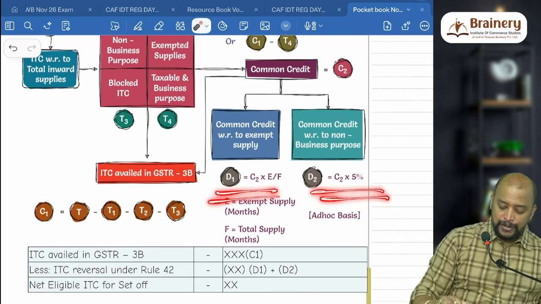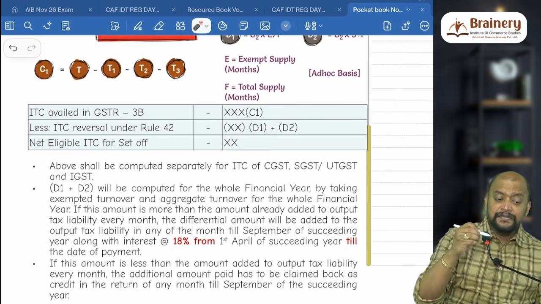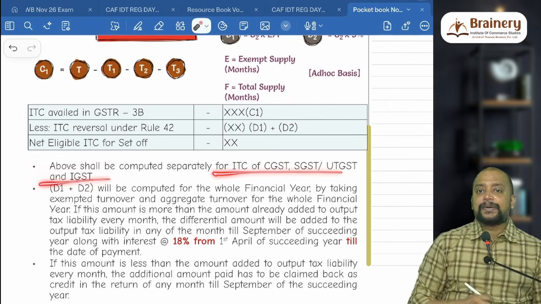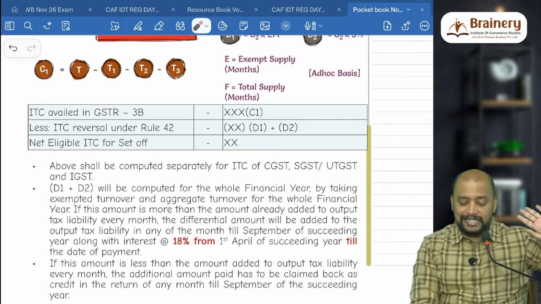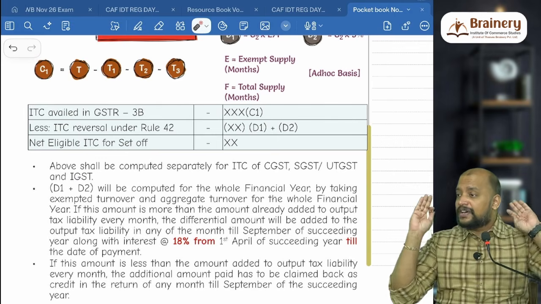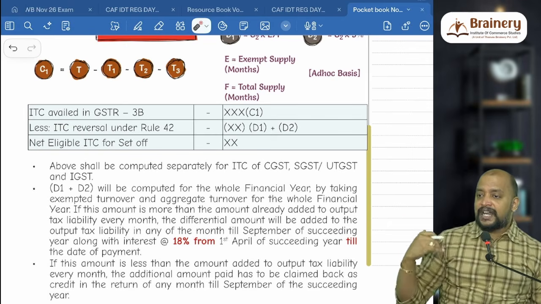D1 and D2, that is known as net eligible ITC for set off. And we need to do this computation separately for CGST, SGST, UTGST or IGST. And this D1 and D2 again we need to recalculate at the end of the financial year.